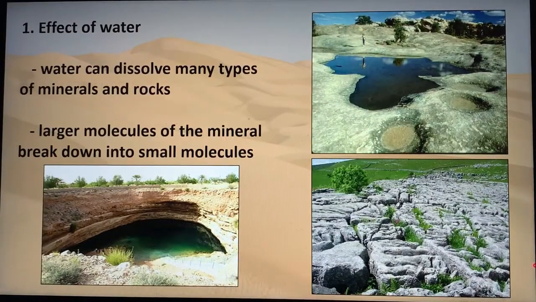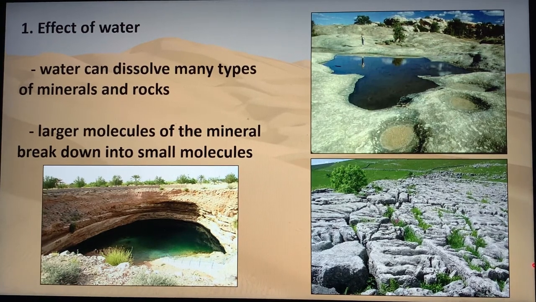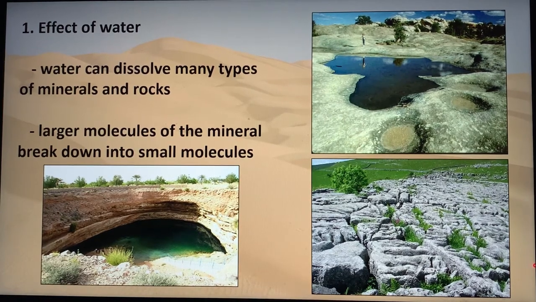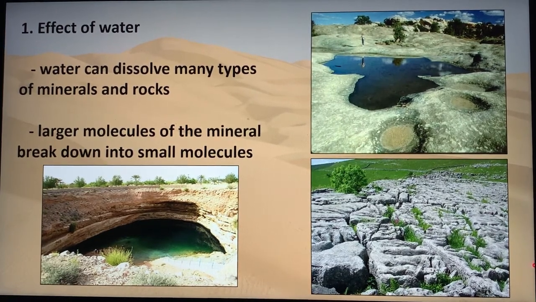How does water affect chemical weathering? So water can dissolve many types of minerals and rocks. Water is actually known as the universal solvent. It can break down lots of things over time, given plenty of time, maybe not overnight, maybe not the next day, maybe not even in your lifetime, but over thousands and tens of thousands and hundreds of thousands of years, water can do some pretty amazing things.